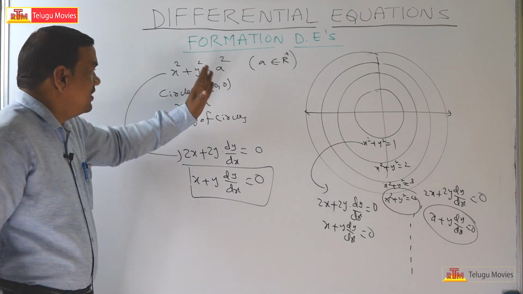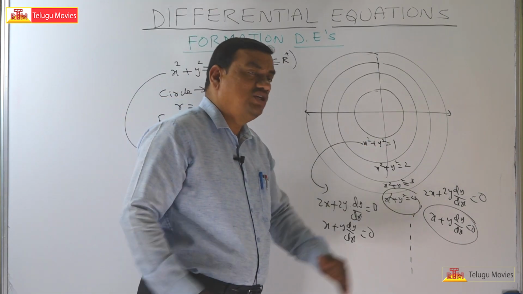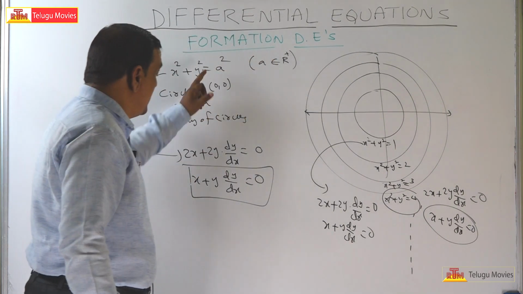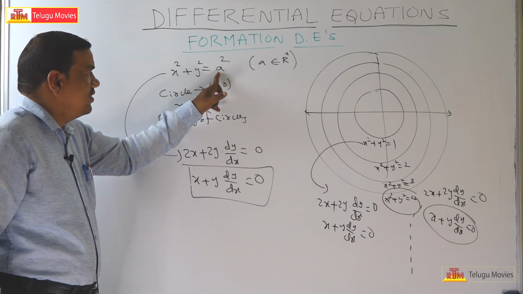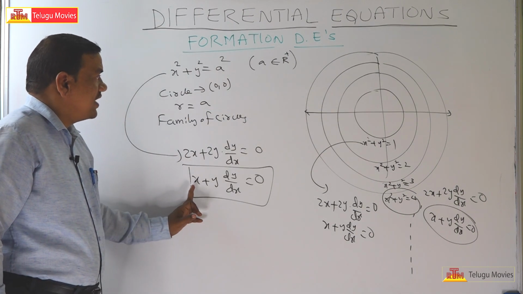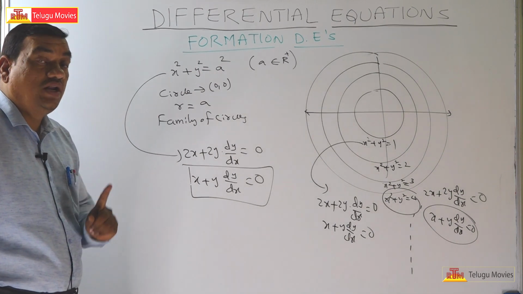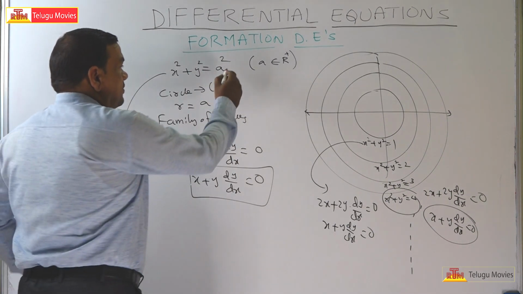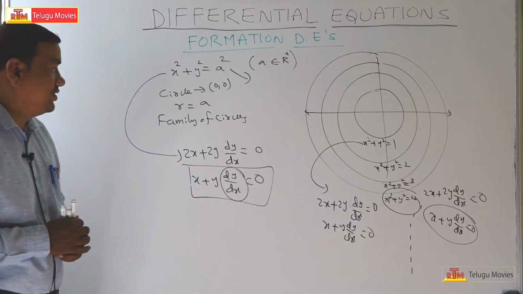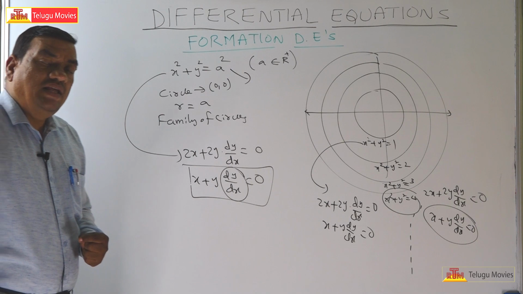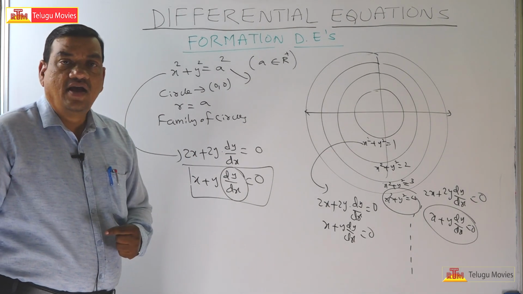Now, from this we will say that there is one and only one constant here. Constant means for each member you will get different values. Since only one a value is there, you are differentiating x plus y dy by dx with respect to x only one time. So, the number of constants is one, and the number of differentiations is one. Okay, right.